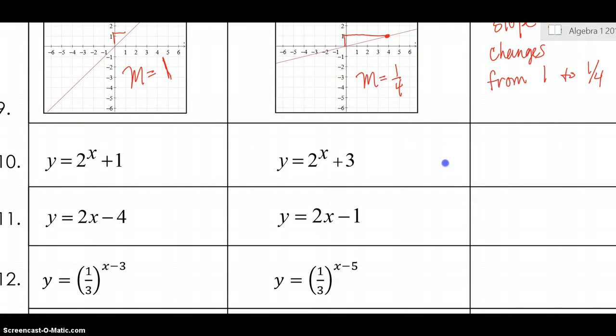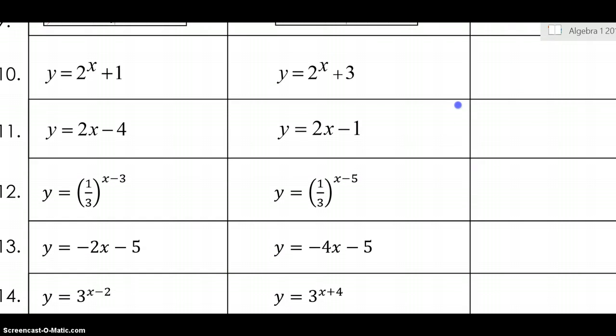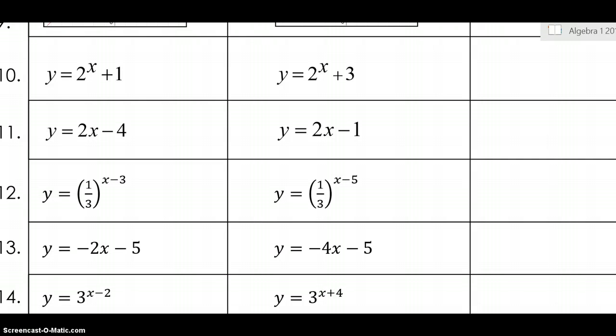Okay, number 10. Number 10 is just dealing with equations, and the first equation says y equals 2 to the power of x plus 1, and equation B says 2 to the power of x plus 3. So this graph has a y-intercept of what? 0, 1, because it's shifted up 1. That's what this tells you. And this has a y-intercept of 0, 3.